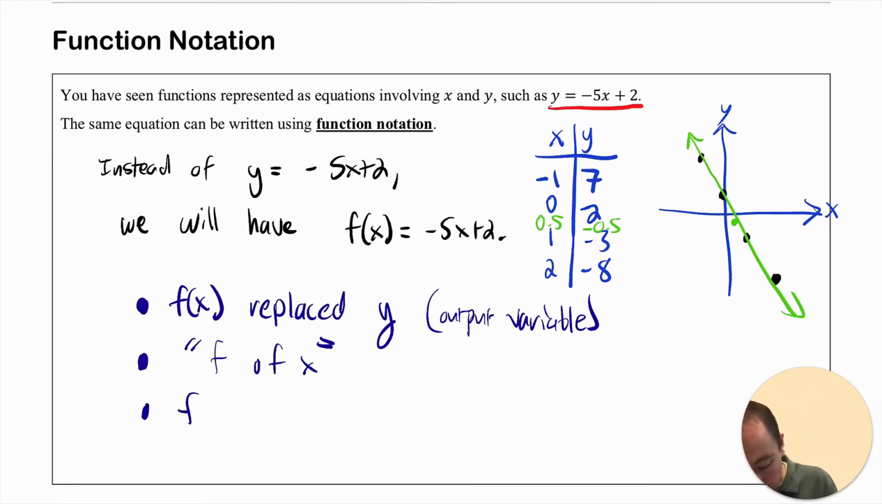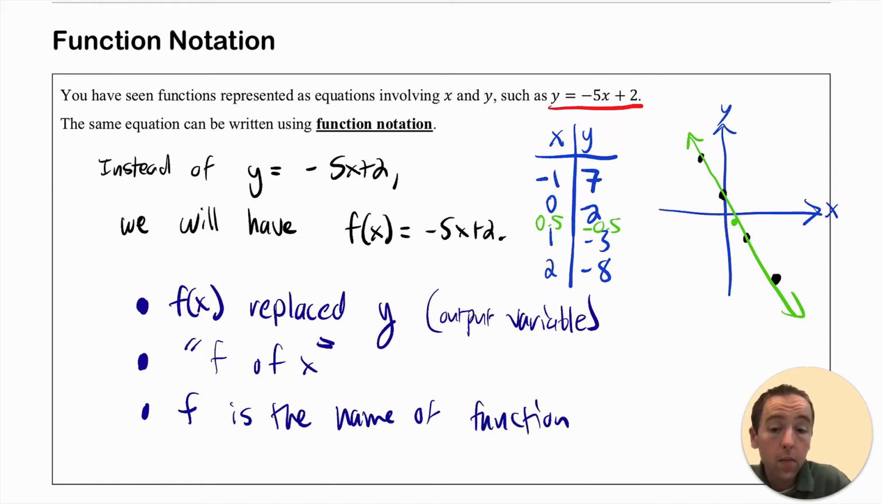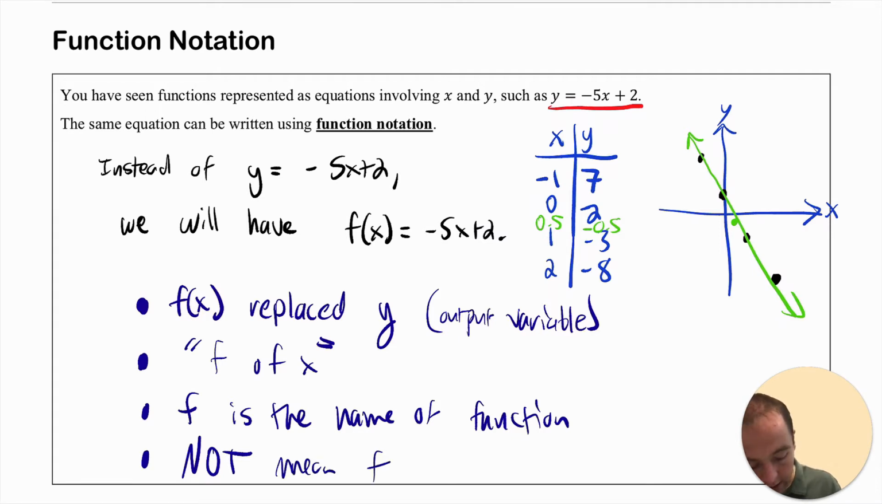So what f actually is, f is actually the name of the function rule that maps each of your inputs to the outputs. And a common misconception that we want to clear out of the way here as well is it does not mean f times x. That's an important thing to recognize, because when you see that, you think, oh, that looks like multiplication, because they're right next to each other. At least there's the parentheses with nothing between. But we're not talking about multiplication at all right here.